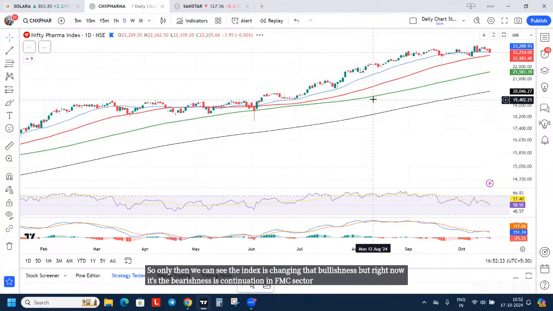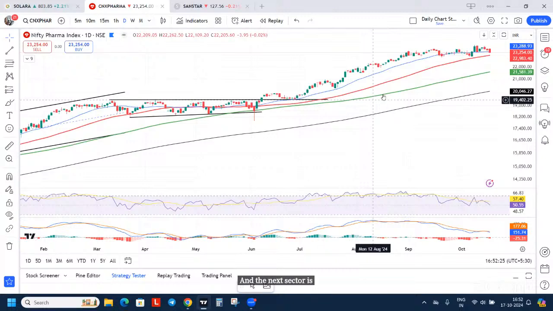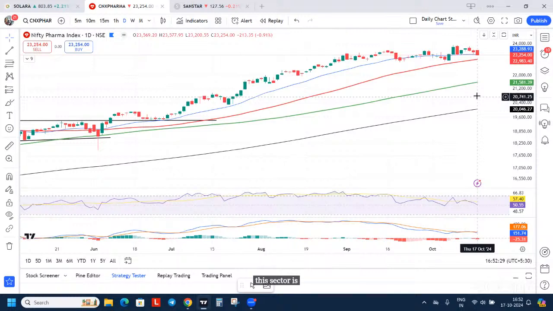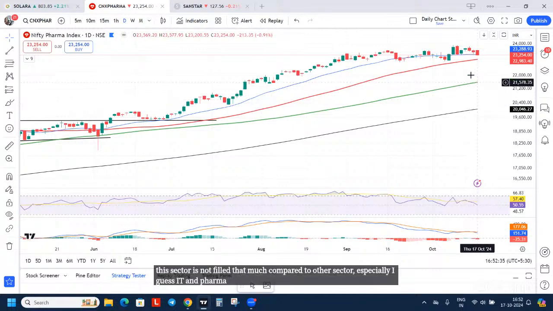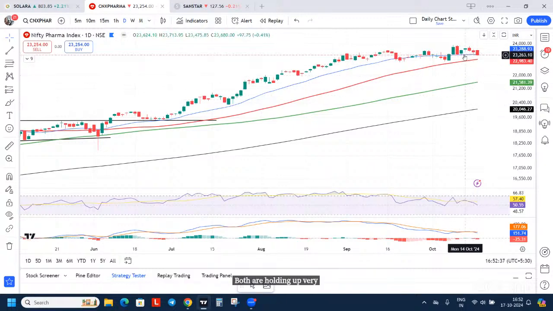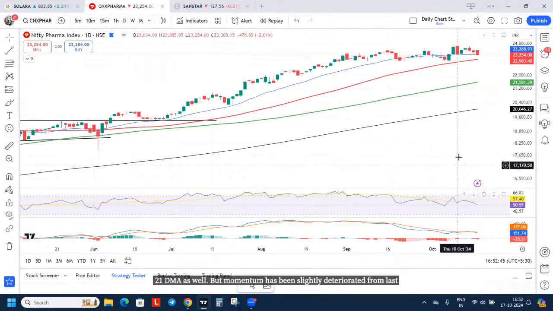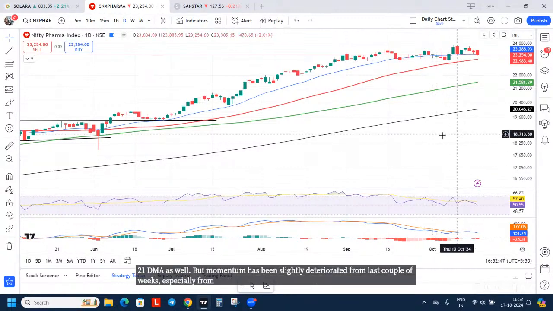And the next sector is Nifty Pharma. This sector has not fallen that much compared to other sectors. I guess IT and pharma both are holding up very well, and it's currently trading at the 21 DMA as well. But momentum has slightly deteriorated over the last couple of weeks, especially since October, and it continues to trade that way.